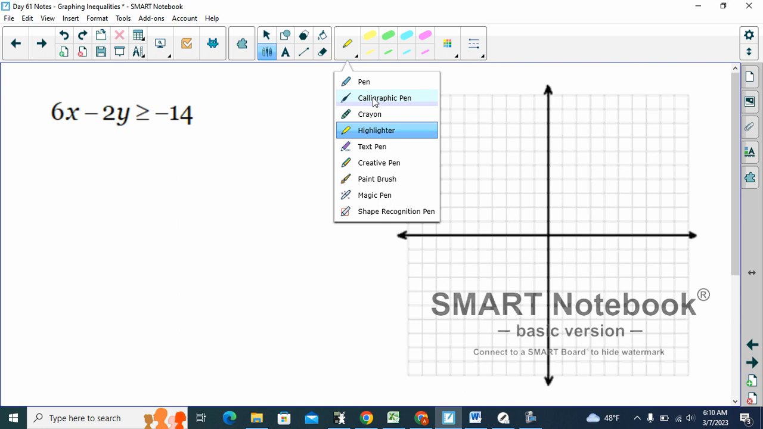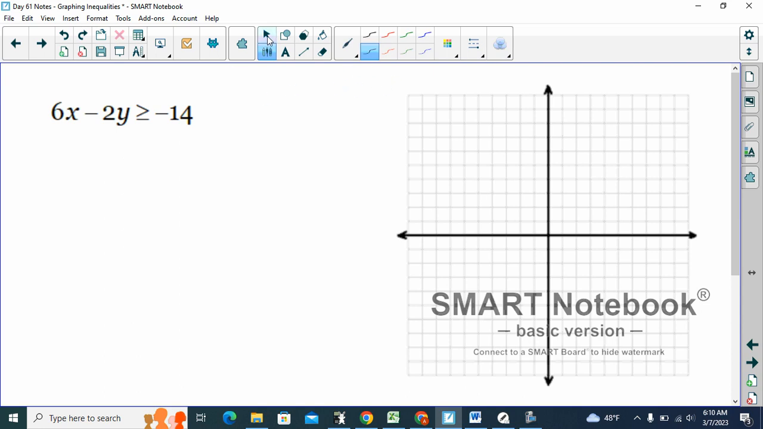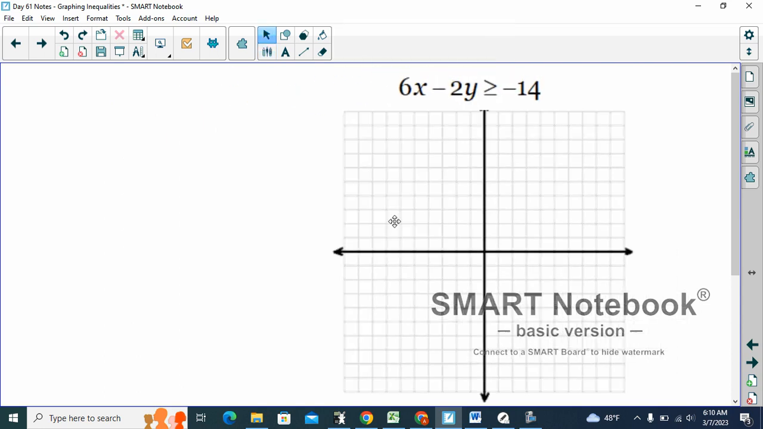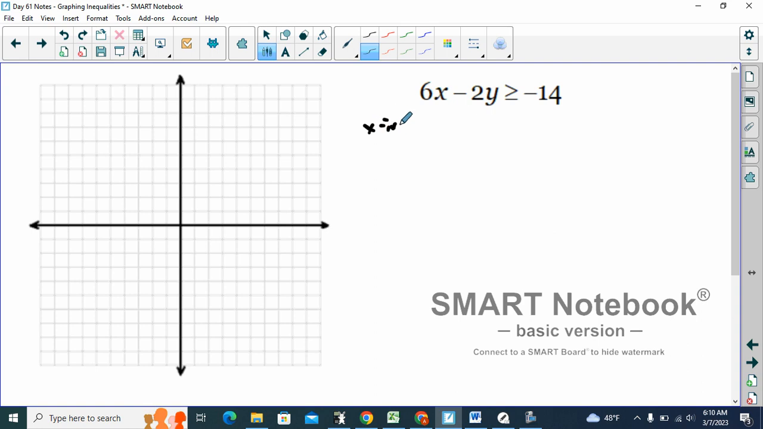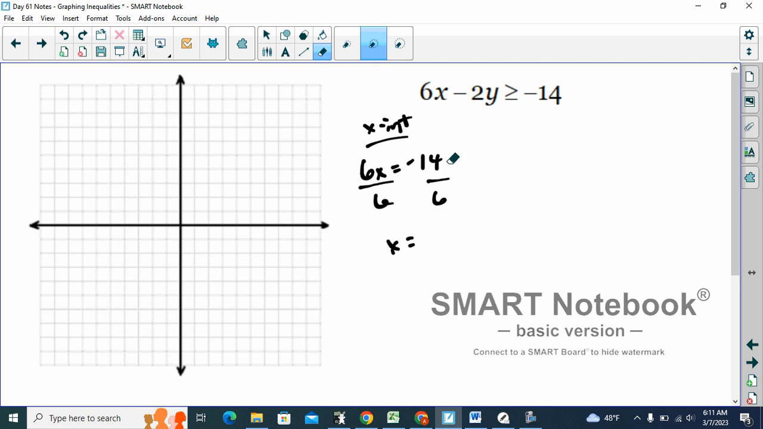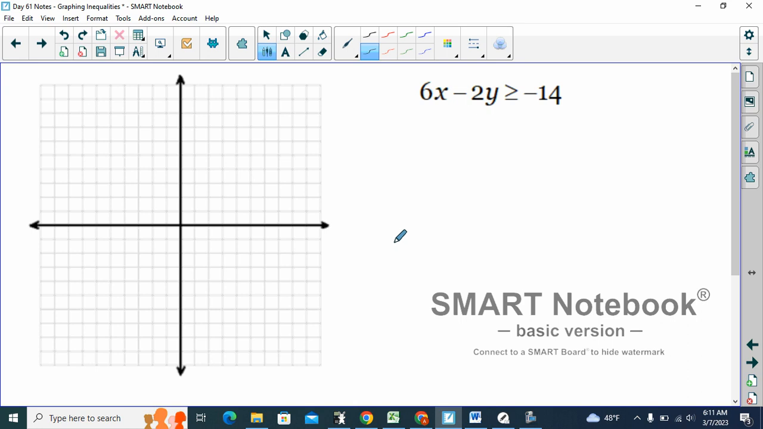Example 3 is a little bit different. It looks the same. It is in standard form. 6x minus 2y is greater than or equal to negative 14. But if you go to find the x-intercept, I put in 0 for y, it says 6x equals negative 14, and divide by 6, we get x equals negative 2 1/3. And that's not going to be a good x-intercept. We're not going to be able to get other good points with negative 7/3 as my x-intercept. So the x-intercept, y-intercept method did not work well.